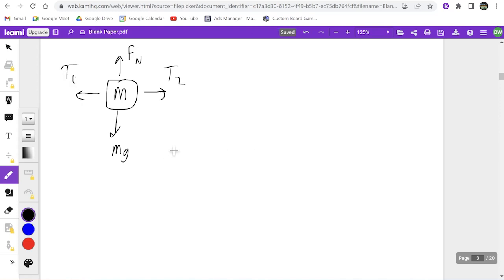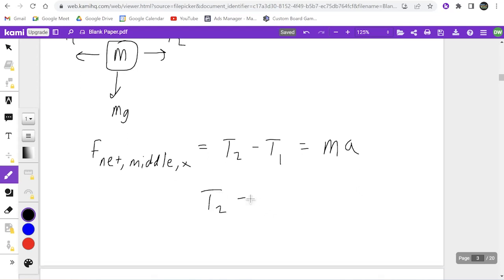Okay, so now my F-net equation is going to be F-net, comma, middle, comma, x. That's going to be all the forces to the right, T2, minus the forces to the left, T1. And then I set that equal to the mass. This is just the middle block, so just mass, times acceleration. So T2 is what we're solving for right now. T1, we actually just found it. Remember, T1 was F over 3? And then we're going to set that equal to mass, which is just mass m, times acceleration, which was, remember, F over 3m. And once again, these masses will cancel, just like that.